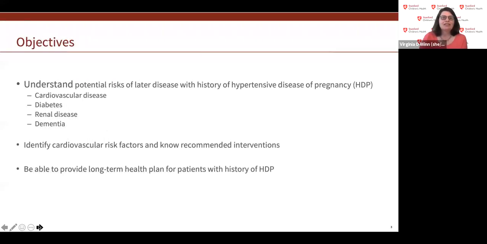The objectives of today are to understand potential risks of later disease associated with hypertensive diseases of pregnancy, and we'll focus on cardiovascular disease, diabetes, renal disease, and dementia. Hopefully you'll have a good handle on cardiovascular risk factors and some recommended interventions and health planning with your patients who have developed hypertensive diseases in pregnancy.